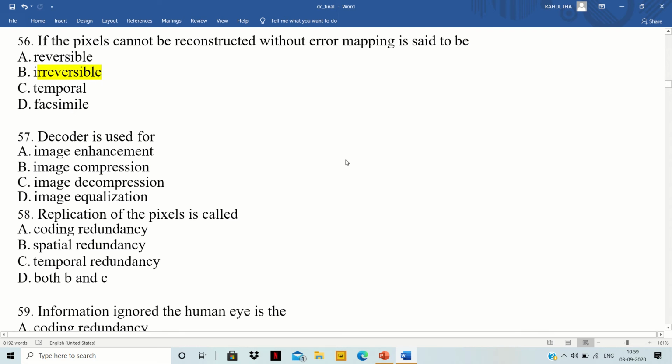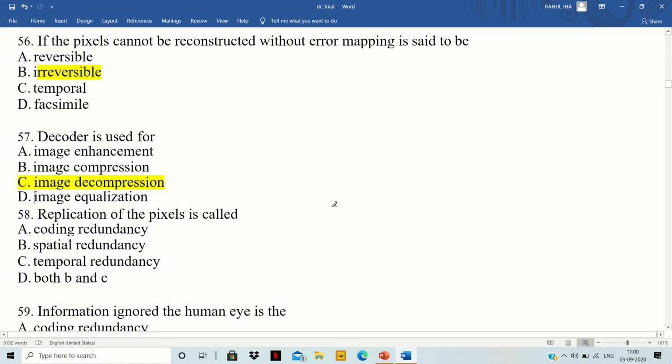Next question. Decoder is used for A. Image enhancement, B. Image compression, C. Image decompression, option D. Image equalization. So why do we use decoder? You can think more about it: if we want to decode some kind of data, okay, and if we are compressing something and we want to decompress it, what do we use in that case? A decoder. So the right answer will be C, which is image decompression. We use the decoder for the purpose of image decompression.